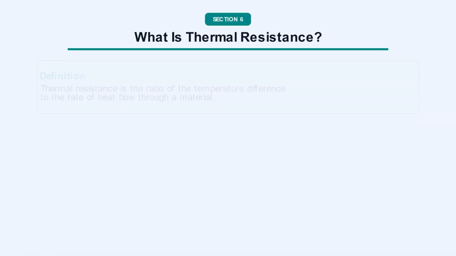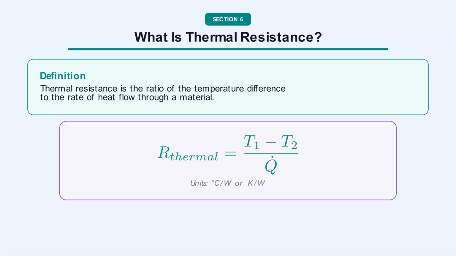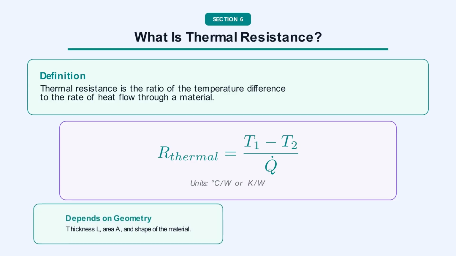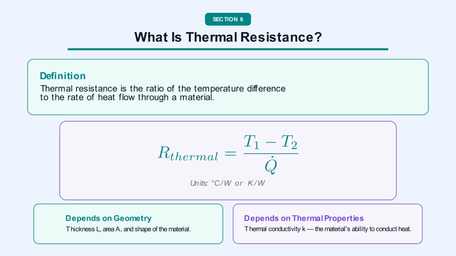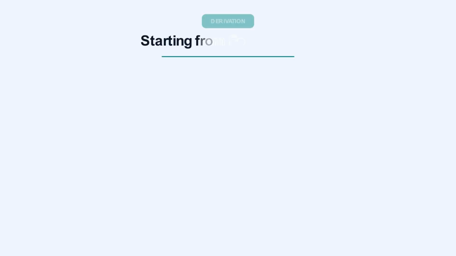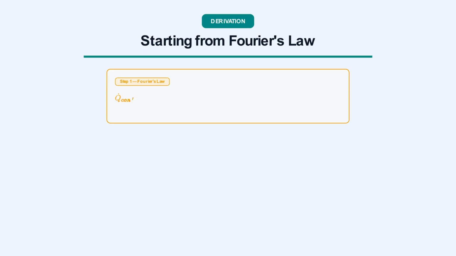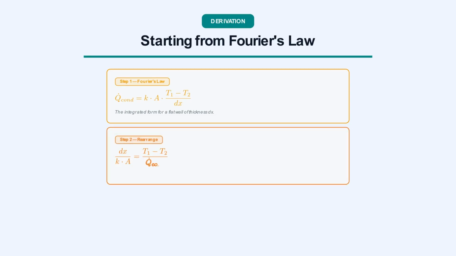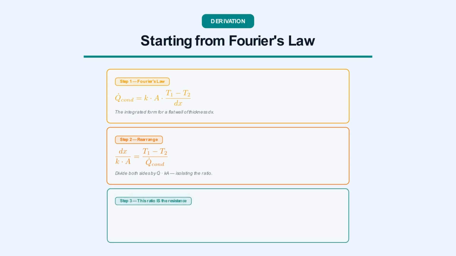Thermal resistance is the ratio of temperature difference to the rate of heat flow. It depends on the geometry and the thermal properties of the medium. It's the heat insulation property of a material in a single number. Starting from Fourier's law, Q cond equals K times A times T1 minus T2 divided by dx. We rearrange to isolate the resistance. dx divided by K times A equals T1 minus T2 divided by Q cond.